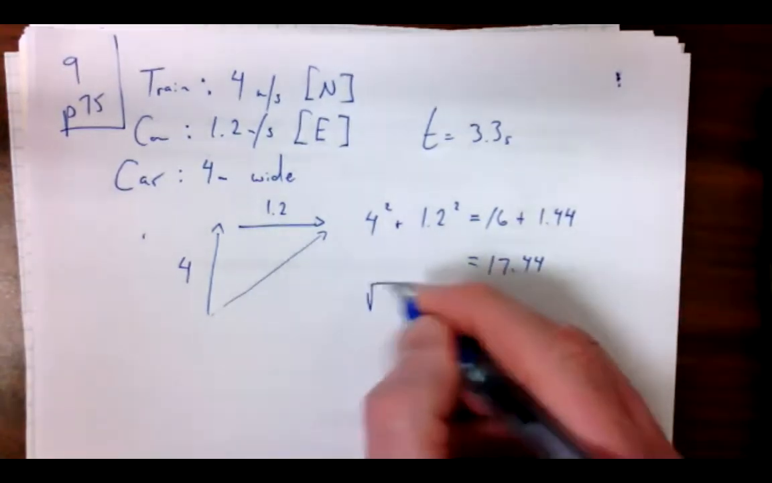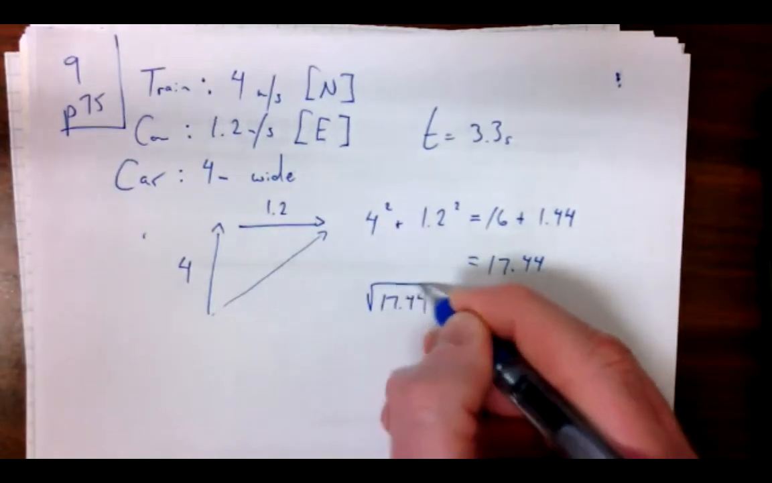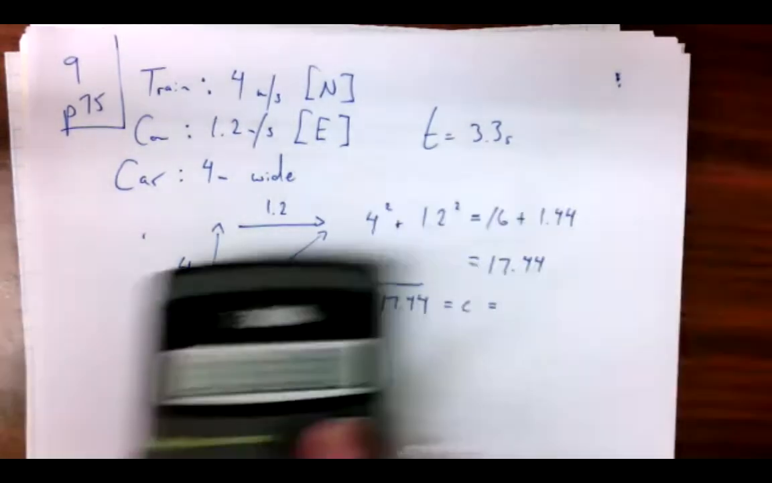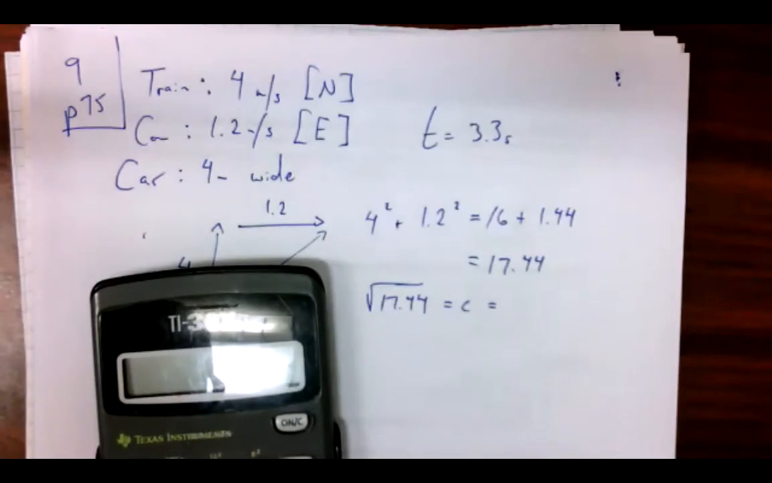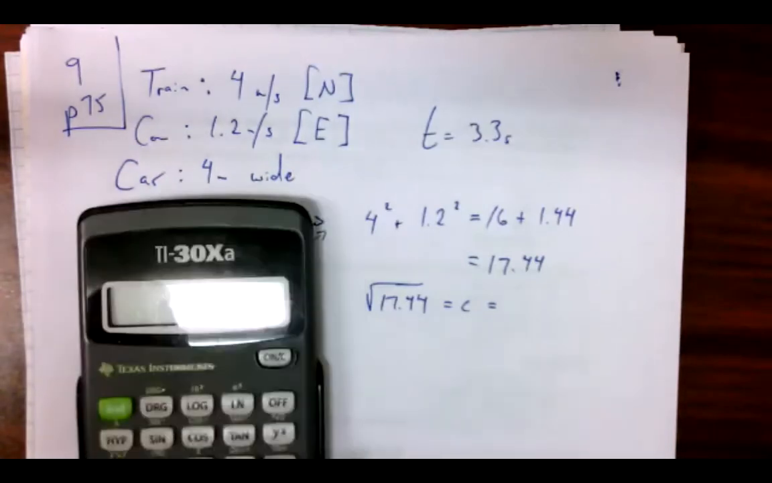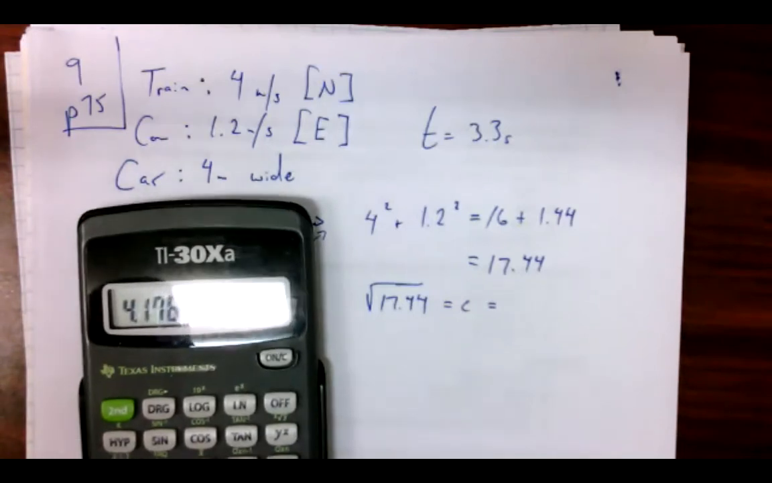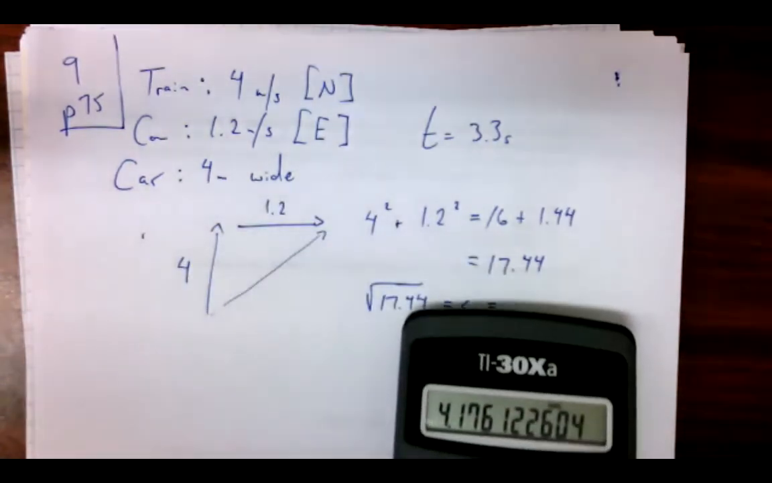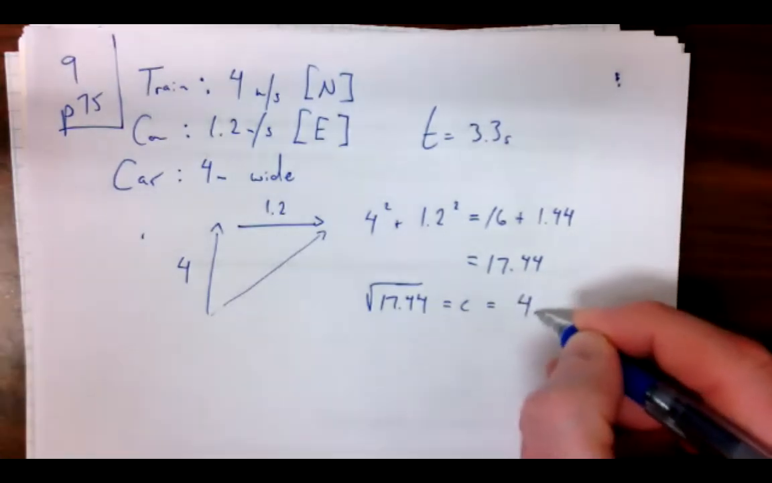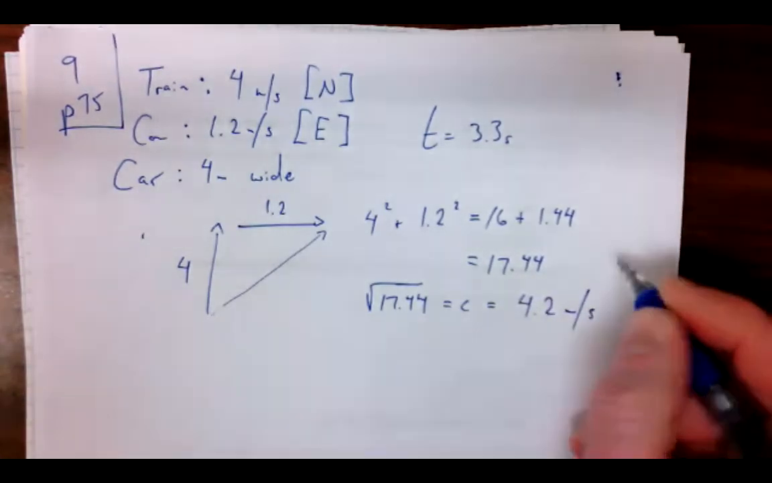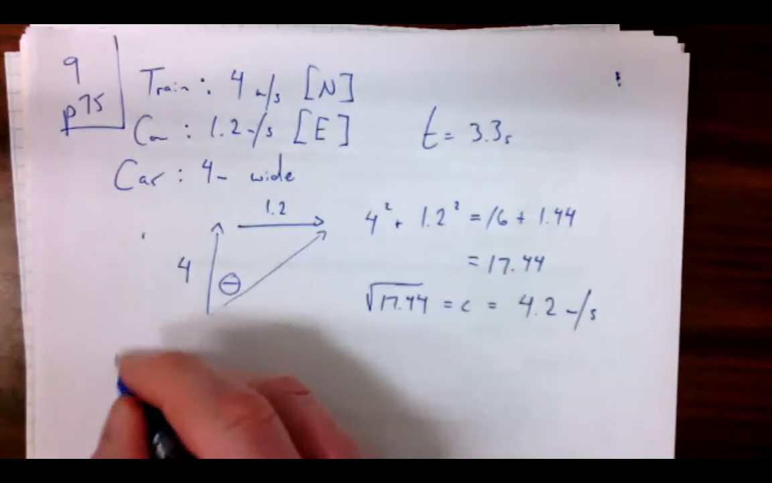I can't do that root. 17.44 equals C, which equals, I feel like I need to check my 1.2 squared. Yeah, okay. The root of 17.44 is 4.2 meters per second.